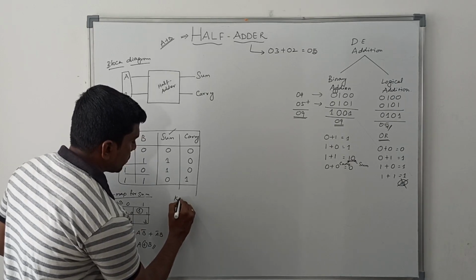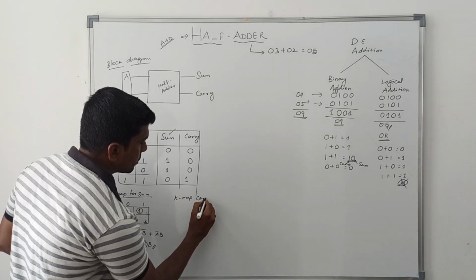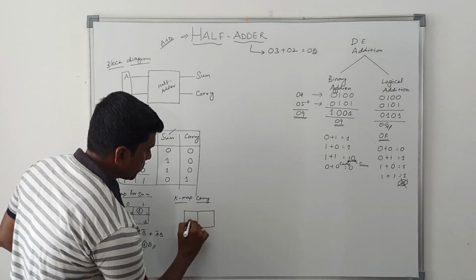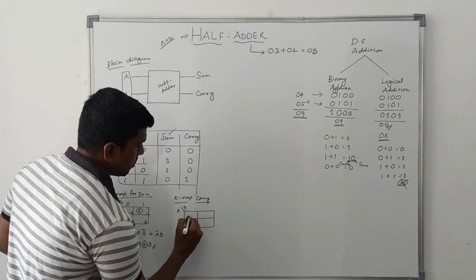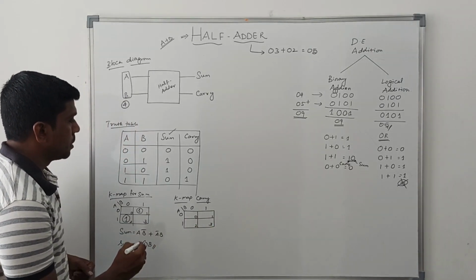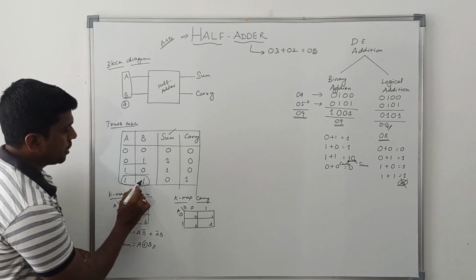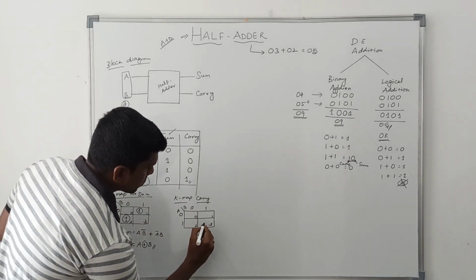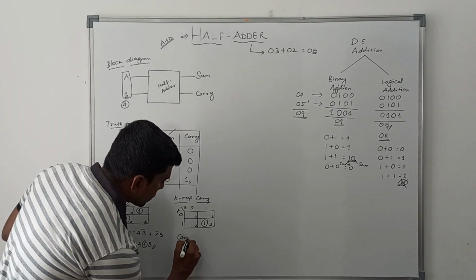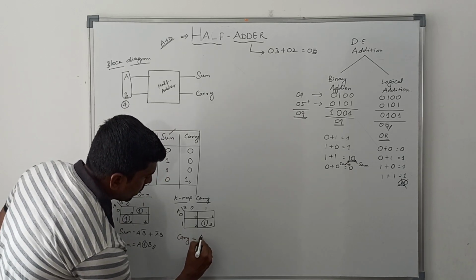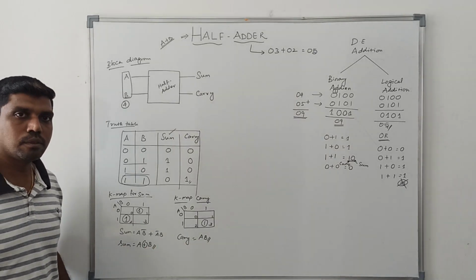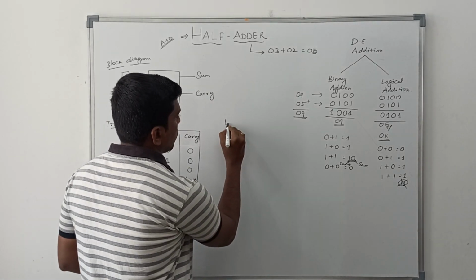Then draw the K-map for carry. A and B are the input variables, 0, 1, 0, 1, cells 0, 1, 2, 3. Here A and B both values are 1, and the corresponding output is 1. So cell number 3 is placed 1. It's an individual group. Now write the Boolean expression for carry: A B. So the sum expression is A XOR B, the carry expression is A dot B.